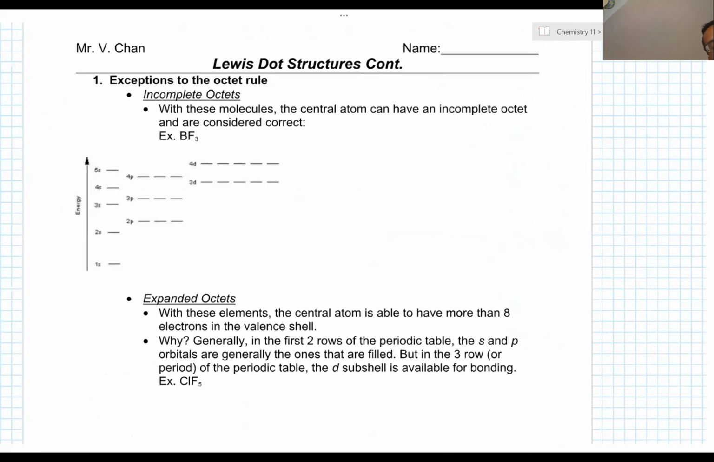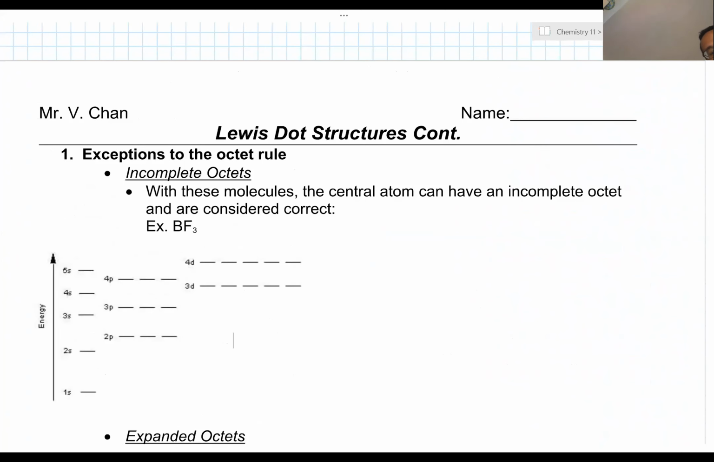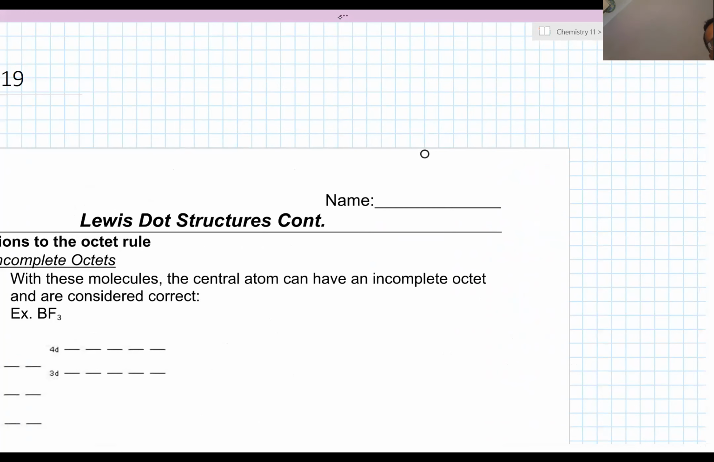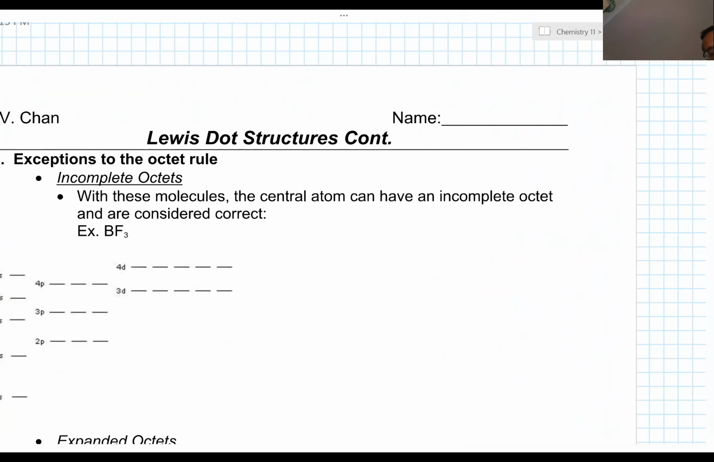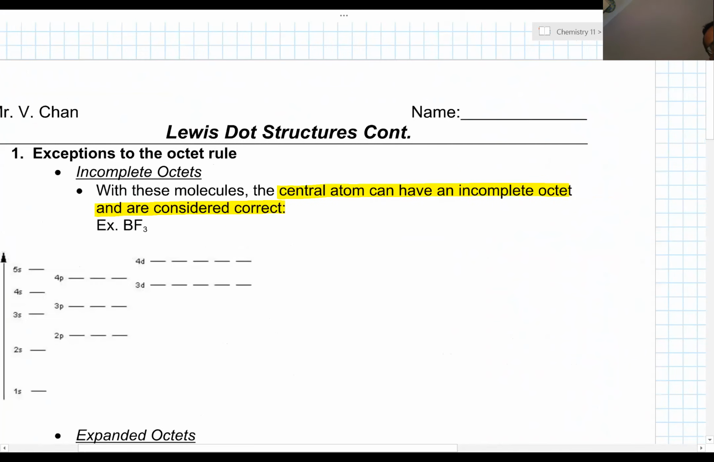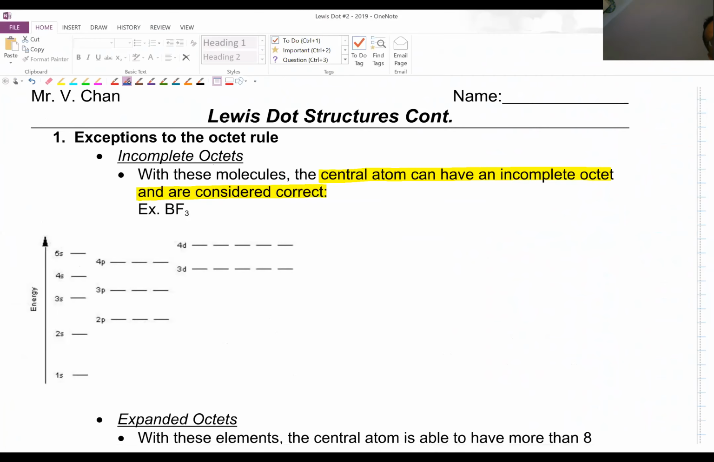Now, there are exceptions to the octet rule. And the first one I want to talk about is something called incomplete octet. For an incomplete octet, the central atom can have an incomplete octet and is considered correct. Now, what do I mean by this? So let's say we do boron trifluoride.